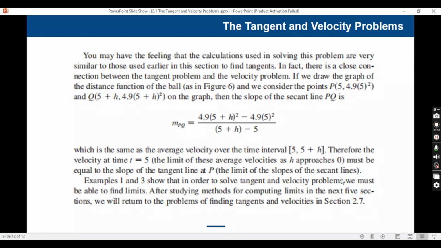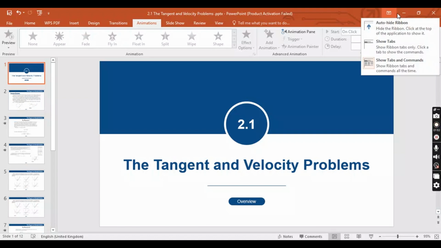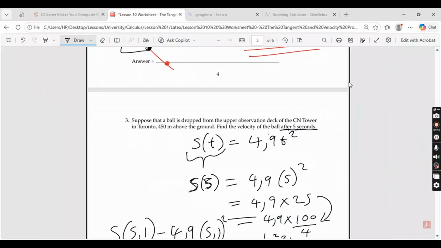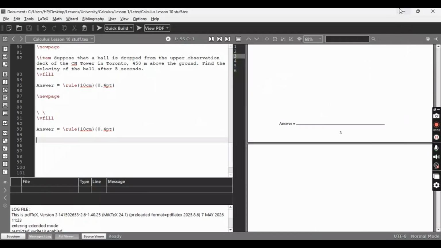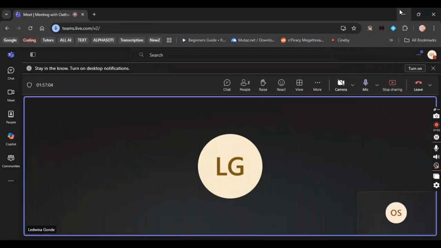Yeah, after studying methods for computing limits, in the next 5 sections, we will return to the problems of finding tangents and velocities. Okay, so we ended there. Do you have any question? No, no question. Are you sure? 100%. Okay, cool.